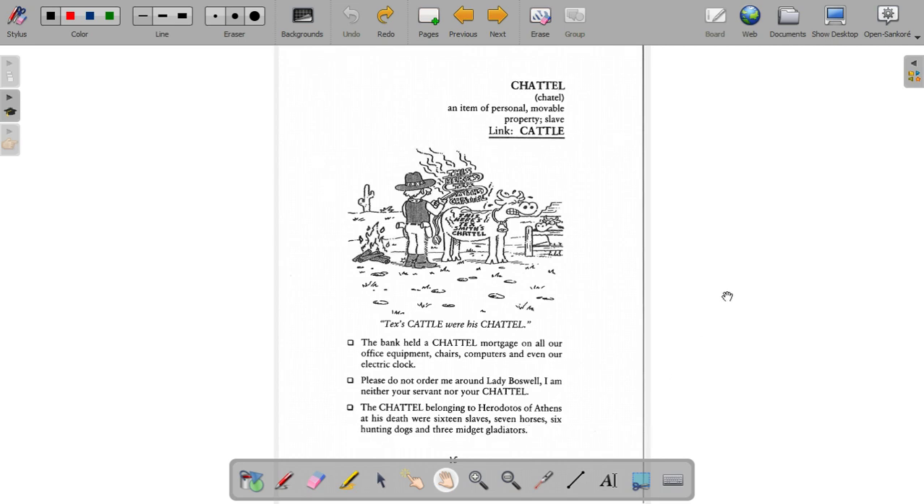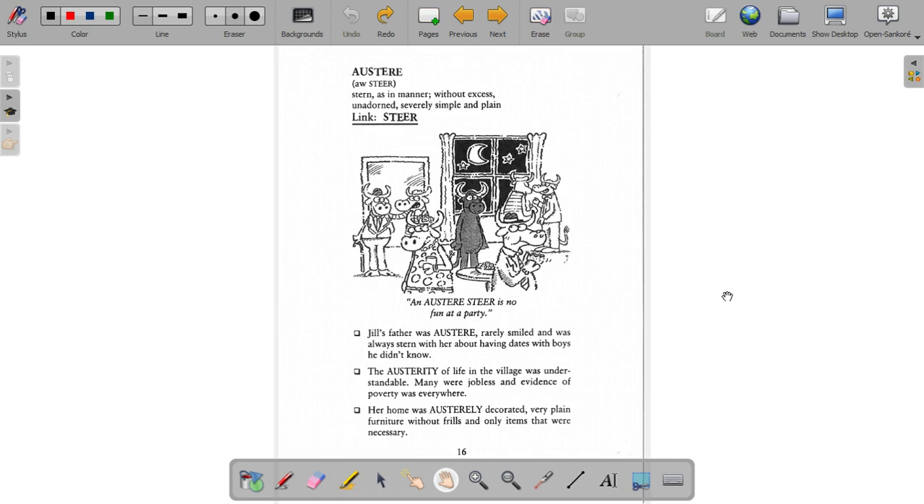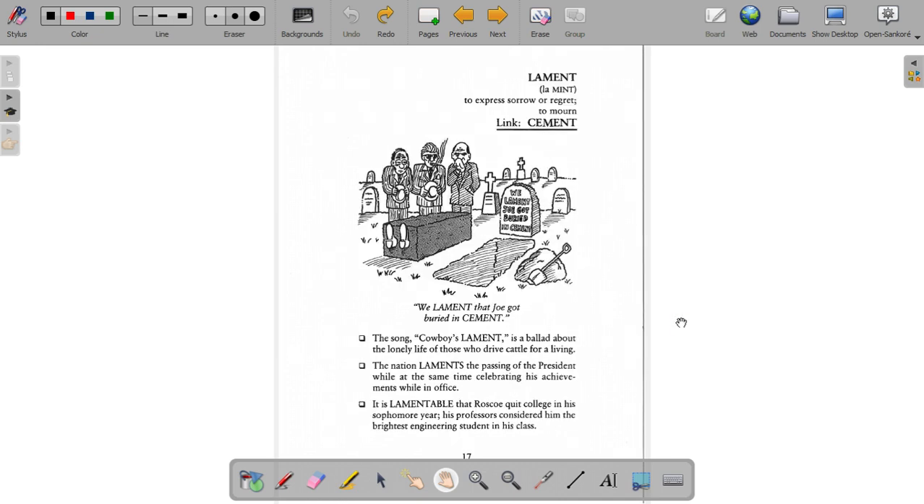Okay, then we have austere, which means stern, as in manner, without excess, unadorned, severely simple and plain. So an austere steer is no fun at a party. So this poor steer here is just too serious, too stern. And the noun form is austerity, and then the adverb austerely.